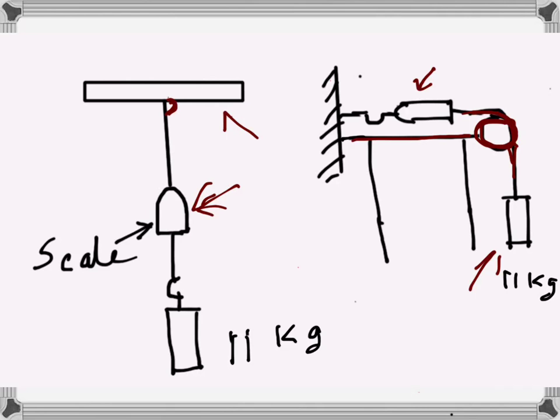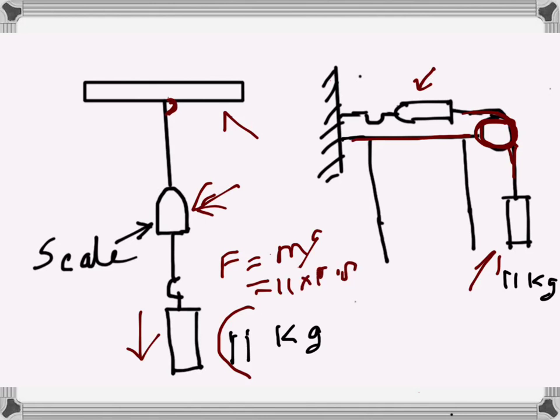We can see that this will be just the weight force, because the mass is providing the weight force downwards. So the force F, or W, will be mg. That will be 11 times 9.8, which is 107.8 Newton, but approximately 108 Newton, let's say. So that will be the reading of the scale.